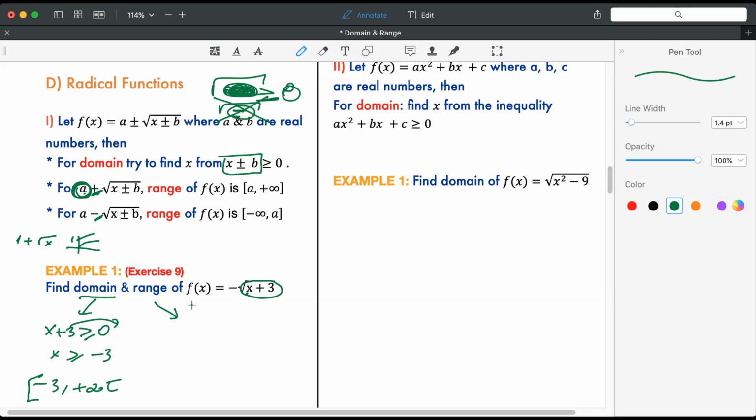About the range, you can graph or apply the rule. We have a negative in front, so that means we start from negative infinity until the number that's added to this radical. Which number is added to this radical? Nothing is added, so it's just 0, like this.